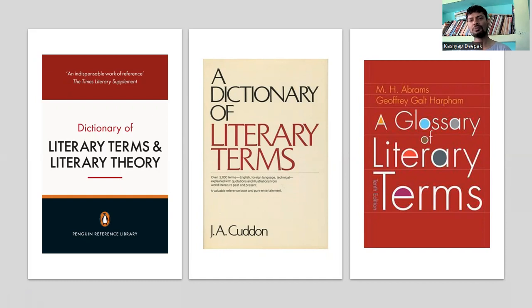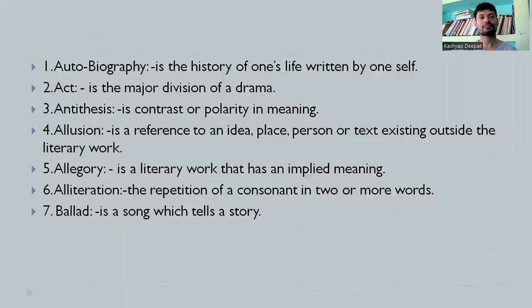I find the Glossary of Literary Terms a bit hard for those whose English is a bit weak, because the lines are lengthy and so on. But instead of wasting our time on that, let's move to our content, and here it begins. The first term we are having is autobiography. It is the history of one's life written by oneself. So sometimes the question is asked, what is autobiography? So this is what we are having.